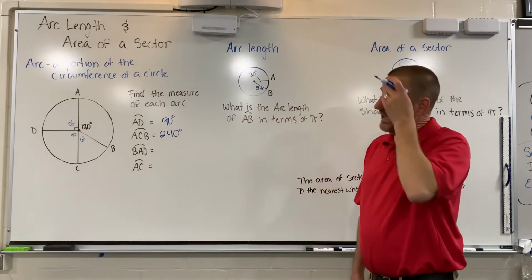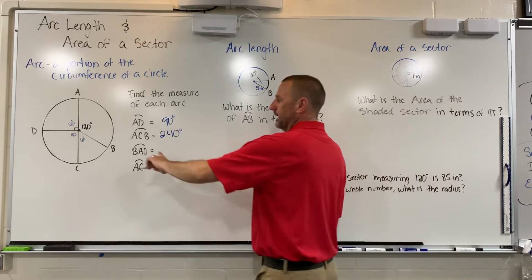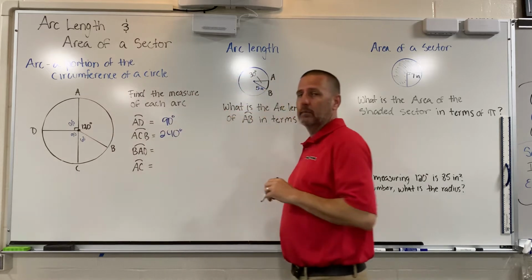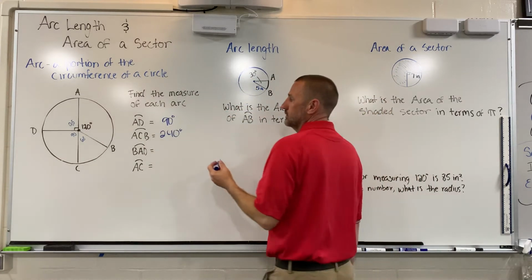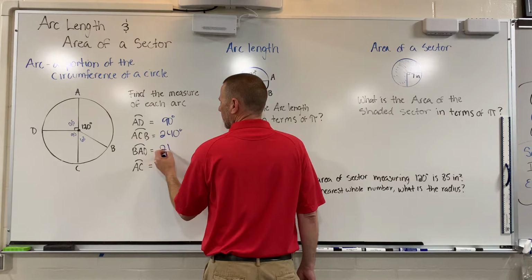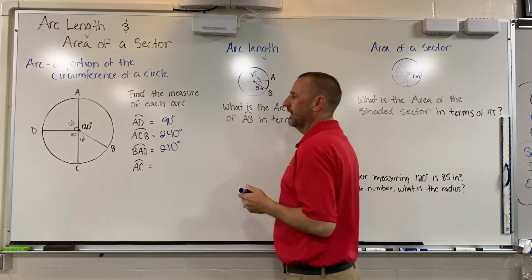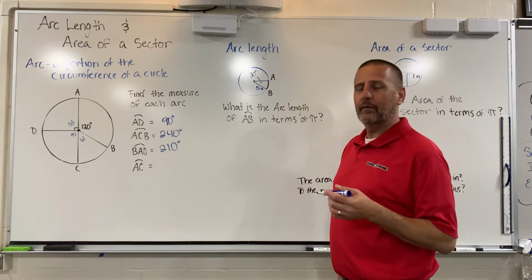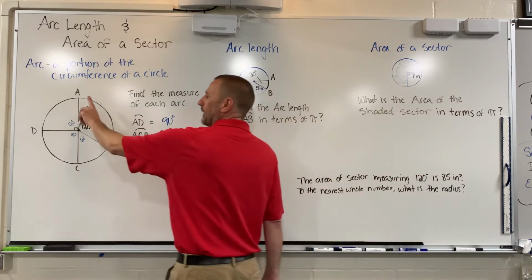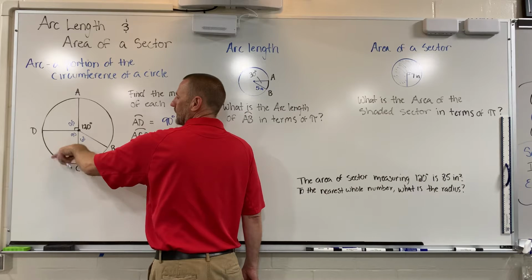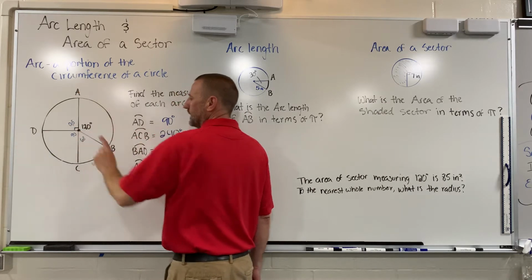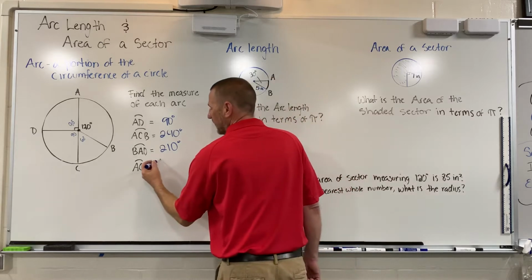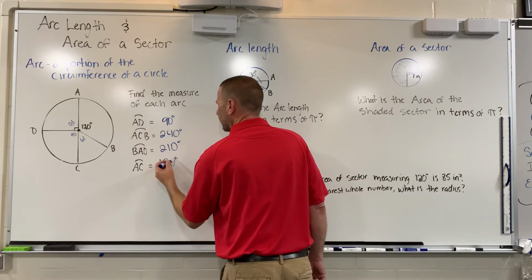Now if I say BAD, if I go from B to A, then to D, that would be 90 plus 120, which is 210. And then lastly, if I say A to C, note I didn't throw a third letter in there. It wouldn't matter if I went clockwise or counterclockwise, because A to C is what you call a semicircle, that's half of it, and that would be 180 degrees.